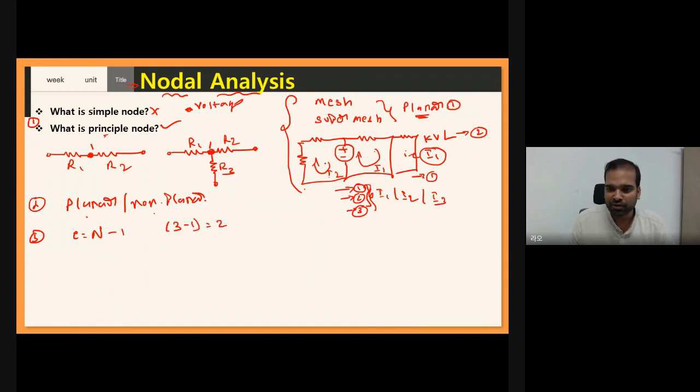Now if you have 3 loops, what are you getting? Loop currents I1, I2 and I3. Here if you get 2 equations, what are you getting? That means 2 node voltages, that is V1 and V2.